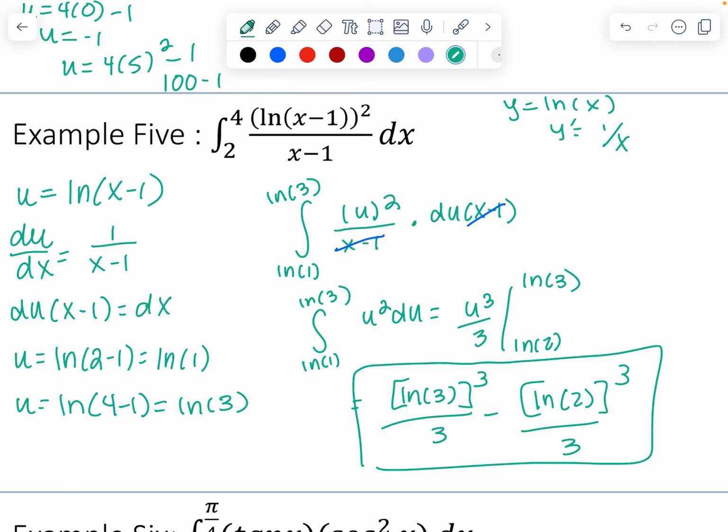Okay, pause it if you need more time, but we're going to do one more problem, and this last problem has trig involved, and you're going to love it.